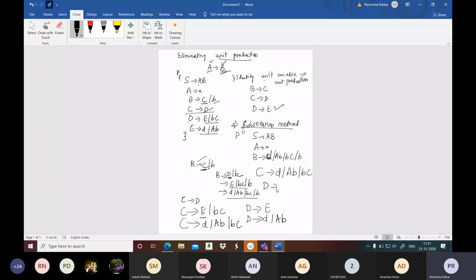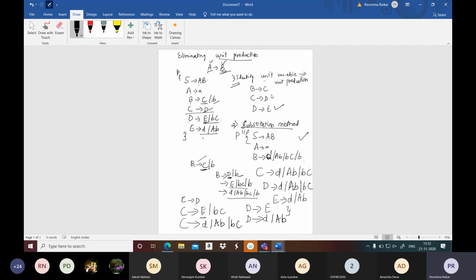So DAB. So E can be substituted with DAB, and you already have BC here. Keep this as it is because it is not a unit production. Next with E. E is not a unit production. So I can directly write this as it is. So this is what I get after eliminating unit production, my rule. So this is my final answer after eliminating my unit production by the given rule.